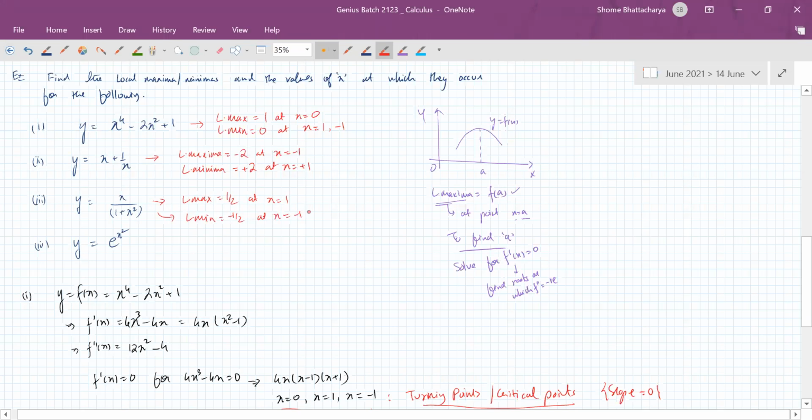Okay. Just be careful with the differentiation part. Quotient rule and all you can use for differentiation.